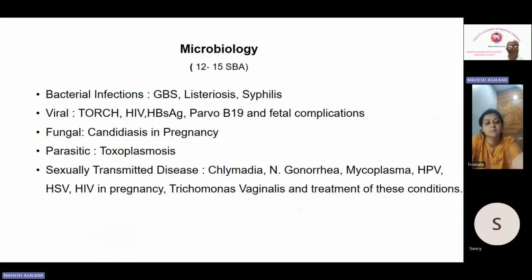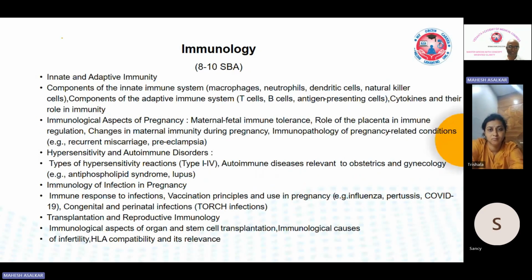Then microbiology, in which we have group B streptococci, listeriosis, syphilis, TORCH infection, HIV, Australia antigen, and various fetal infections they are asking about, like toxoplasmosis, cytomegalovirus infections, and sexually transmitted diseases, chlamydia, gonorrhea, etc. These are the concepts asked in microbiology. In immunology, they are asking about innate immunity, adaptive immunity, components of the innate immune system, immunological aspects of pregnancy, then hypersensitivity and immune disorders.